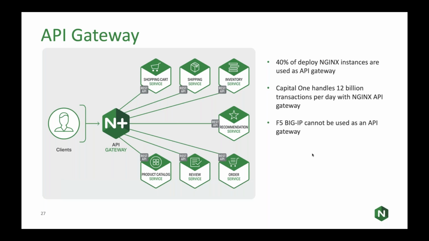And F5 Big IP cannot be used as an API gateway at all. So again, it's just a testament as to the various functions that NGINX can be used for within your infrastructure, and the scalability that you have within deploying your applications, and the mitigation of risk that you have in your automated infrastructure using NGINX Plus.